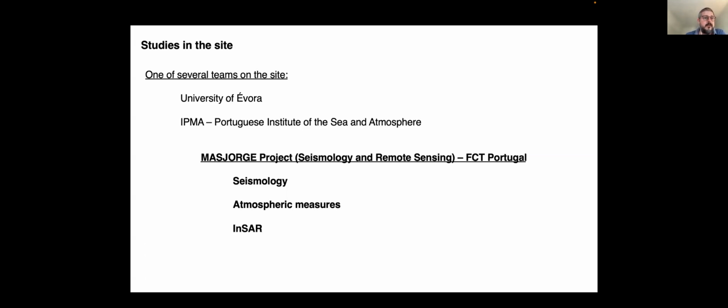Several teams are studying the site. I'm from the team of the University of Évora, and we and the authority have a funded project to study this site with seismology, atmospheric measures, and InSAR.